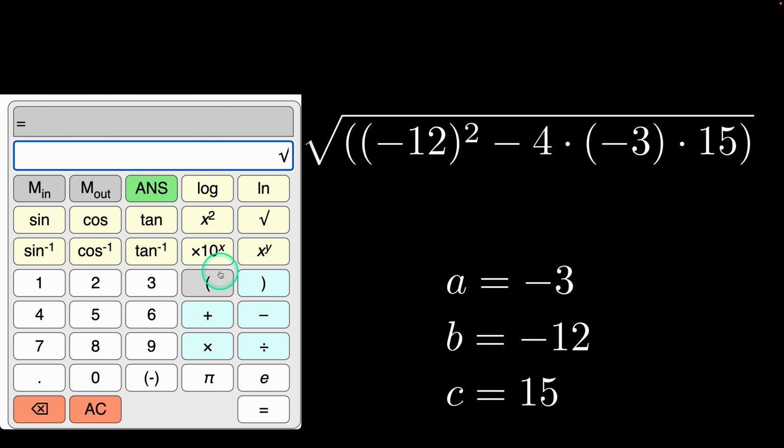If you have a calculation under a square root, first add the outermost parentheses, then begin entering the actual calculation. So you have the outermost parentheses, minus 4 times minus 3 times 15.